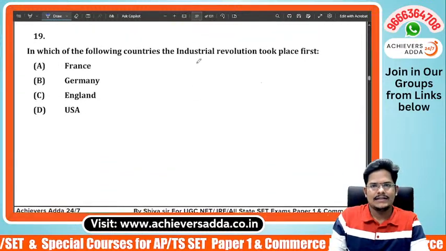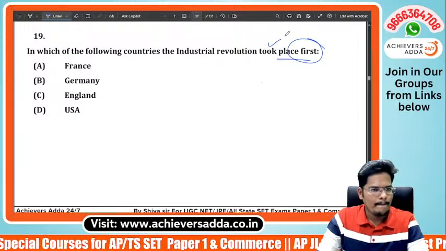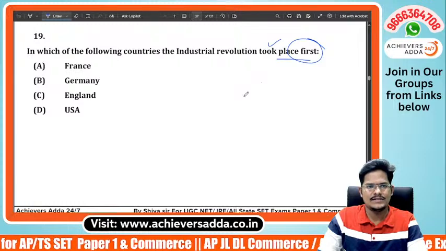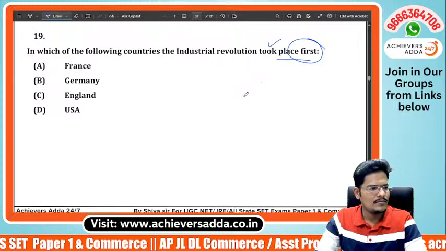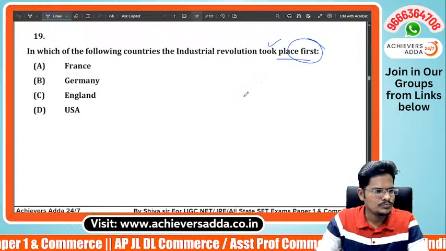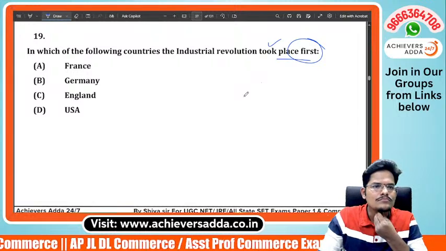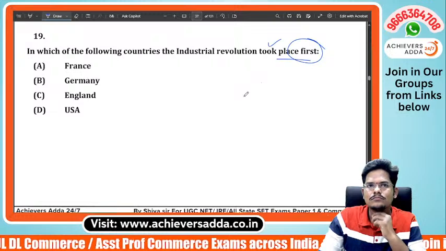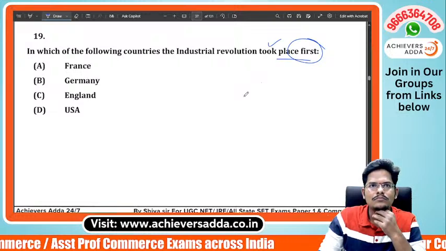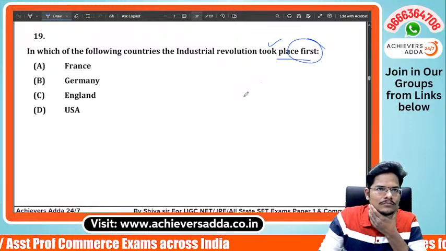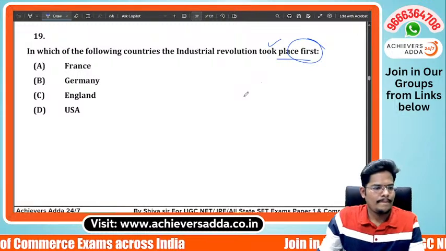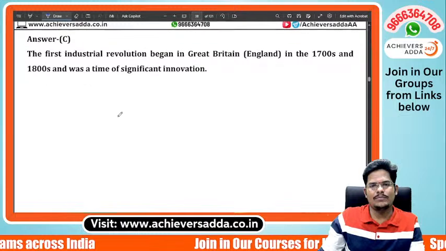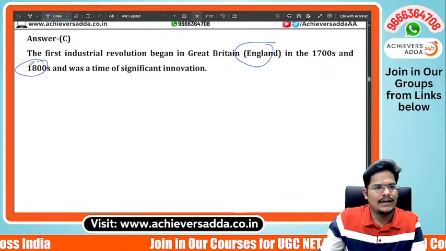In which of the following countries did the industrial revolution take place first? France, Germany, England, USA. Answer is C, England. The first industrial revolution began in Great Britain, that is England, in the 1700s, and in the 1800s it saw significant innovation.